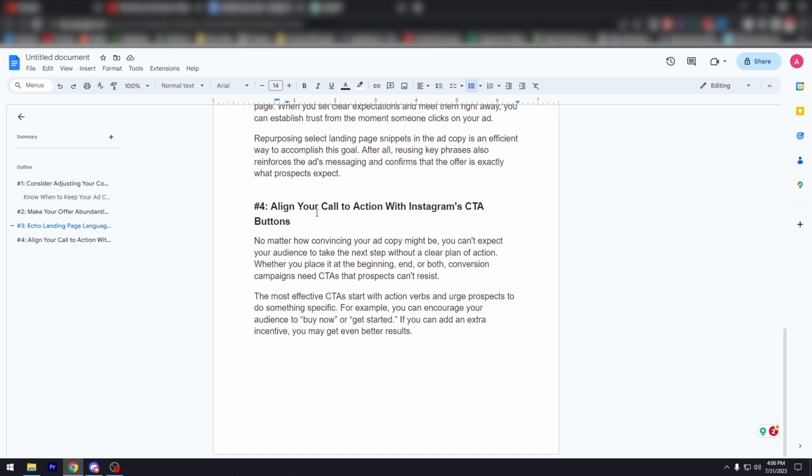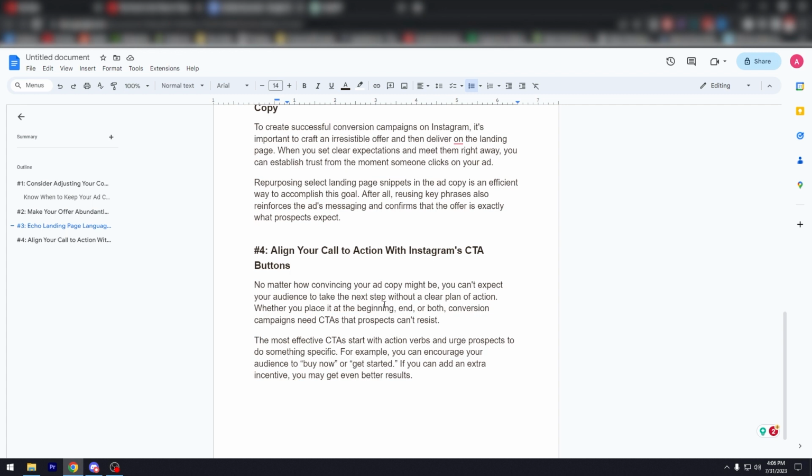And number four, align your call to action with Instagram's CTA buttons. No matter how convincing your ad copy might be, you can't expect your audience to take the next step without a clear plan of action. Conversion campaigns need that, or prospects can resist. The most effective CTAs start with action verbs and urge prospects to do something specific. For example, you can encourage your audience to buy now or get started. If you can add an extra incentive, you may get even better results. Calls to action that show a bit of incentive have a better chance of converting, whether it's a product or a service, right? So now that we've talked about this, how do we use ChatGPT for this?